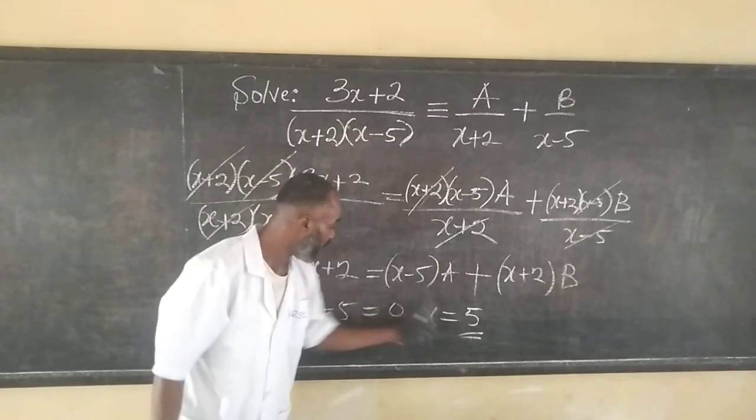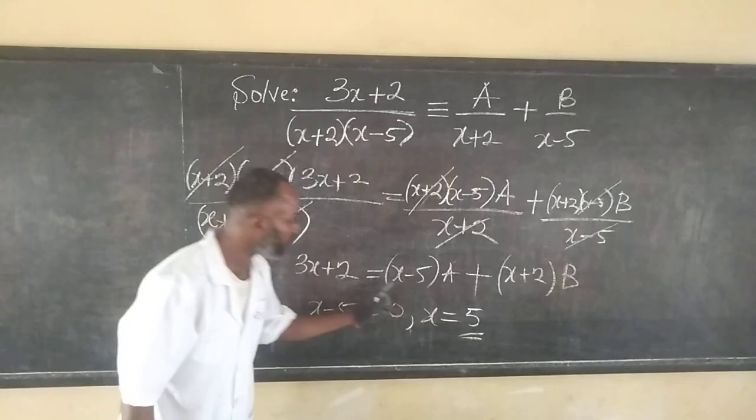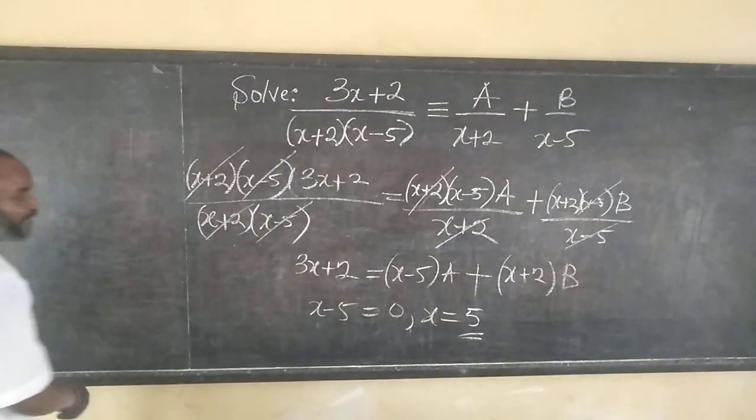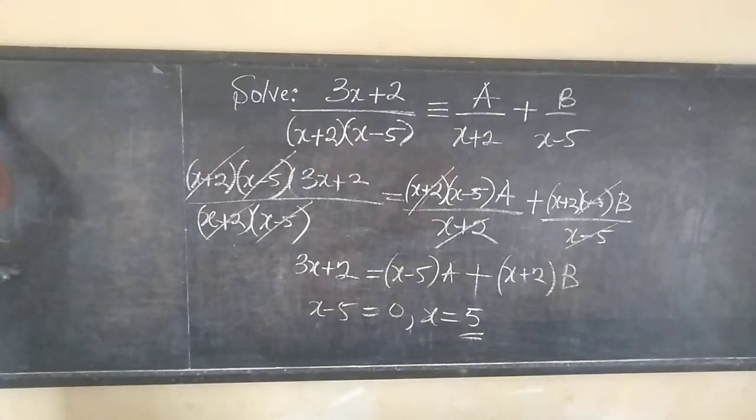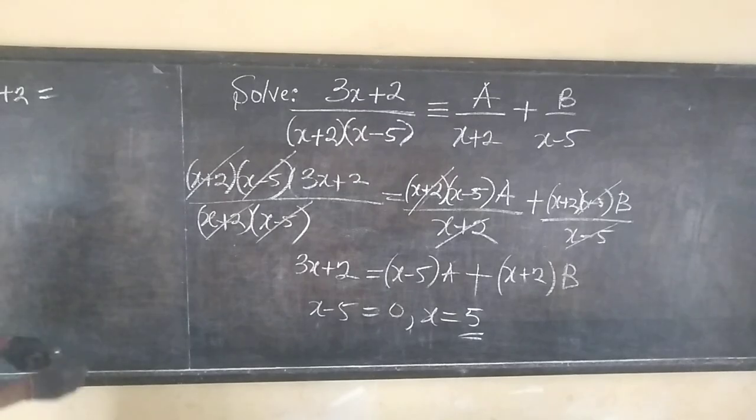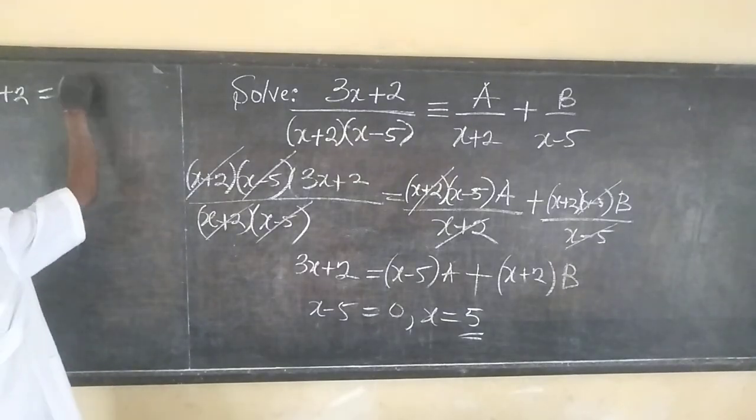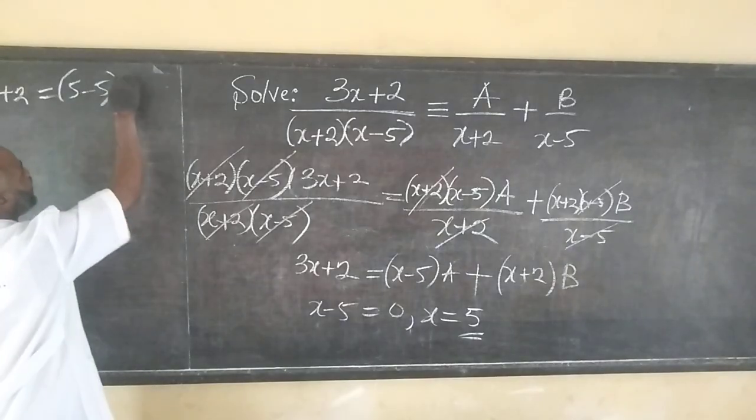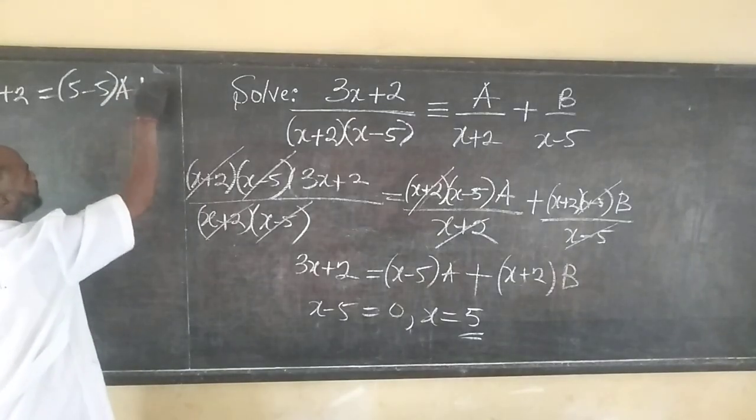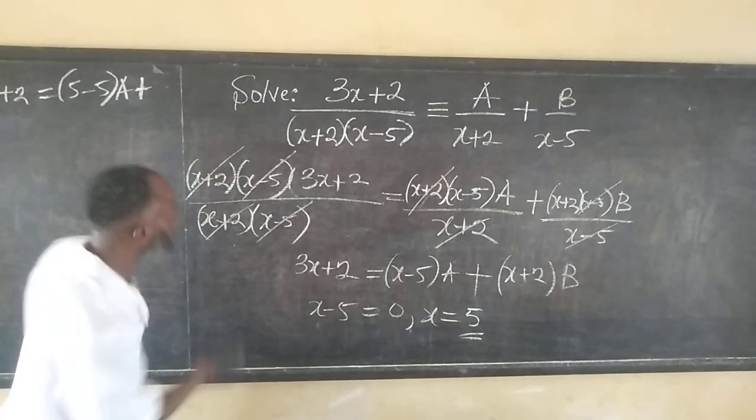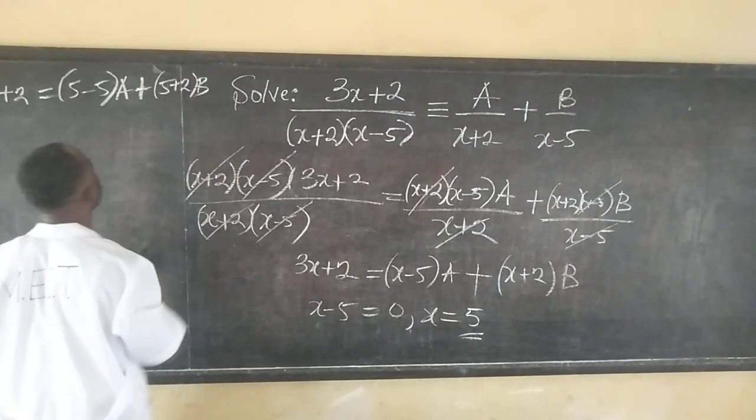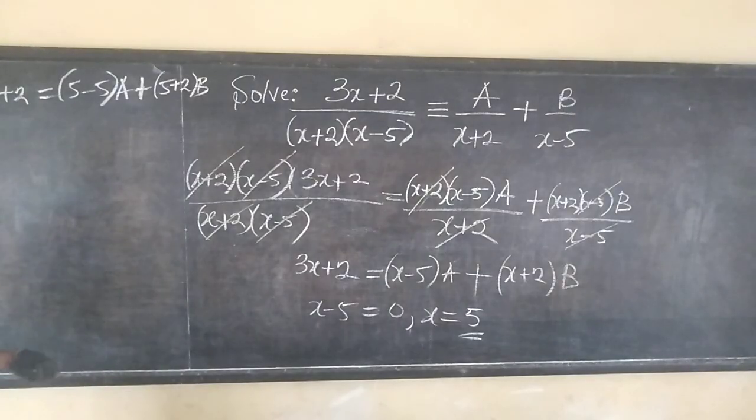What next? Wherever you see x, you substitute with the value 5. That's what it means. So let's do it this way. We now have 3(5 plus 2), alright? All equal to what? There we have 5 minus 5, alright? And then we have A plus, let's see, these are plus. And what next is (5 plus 2) and B. That's it. That's very simple.